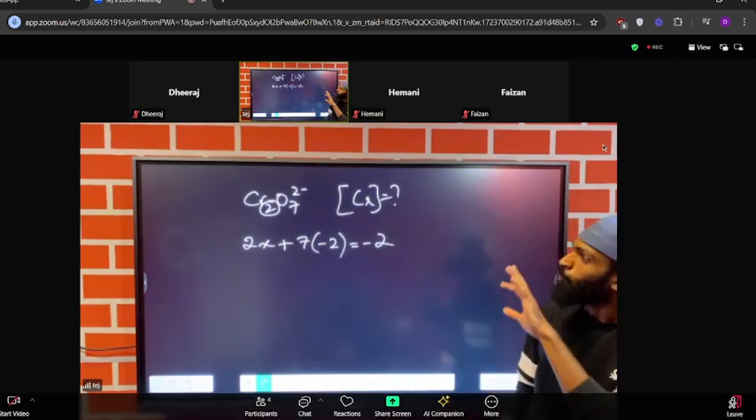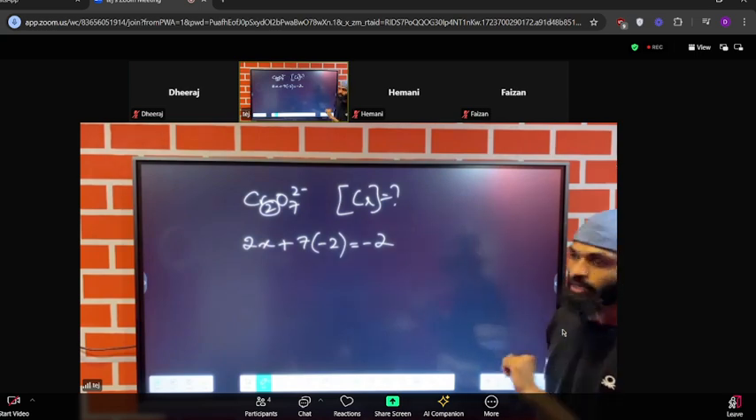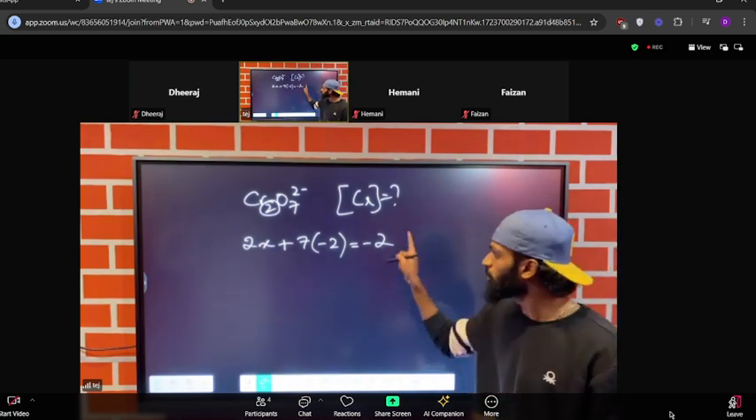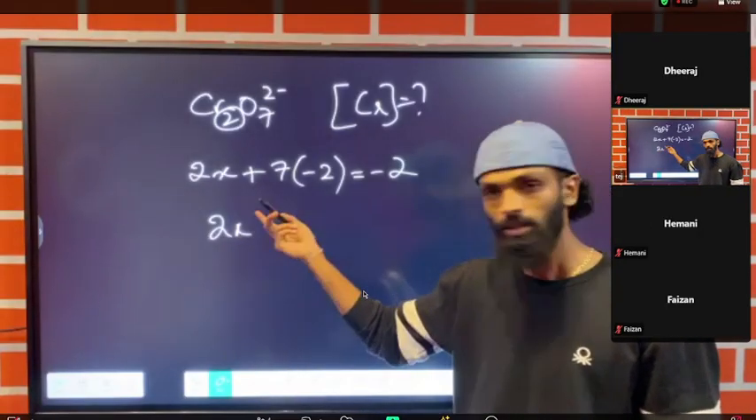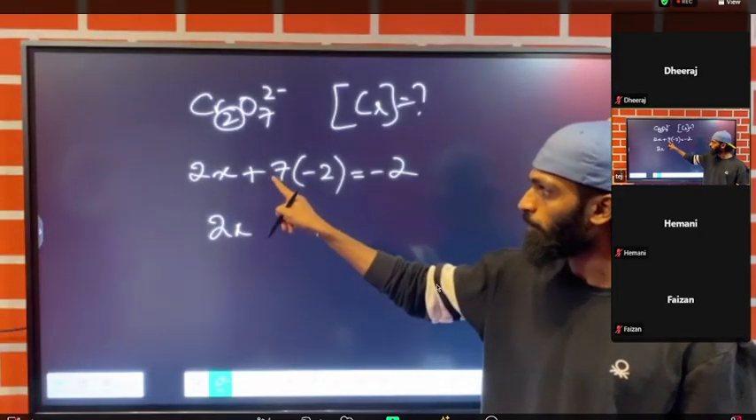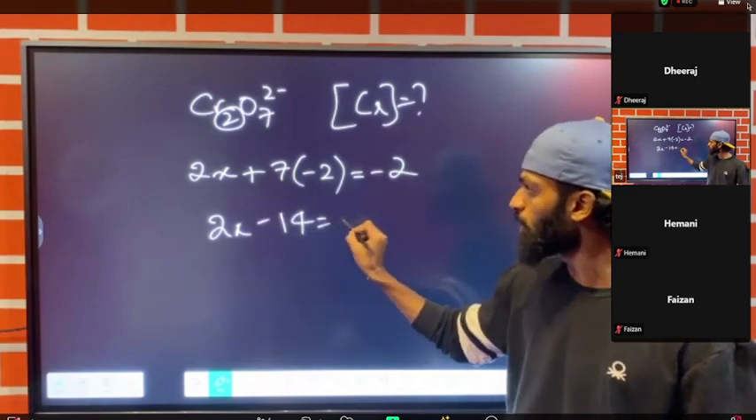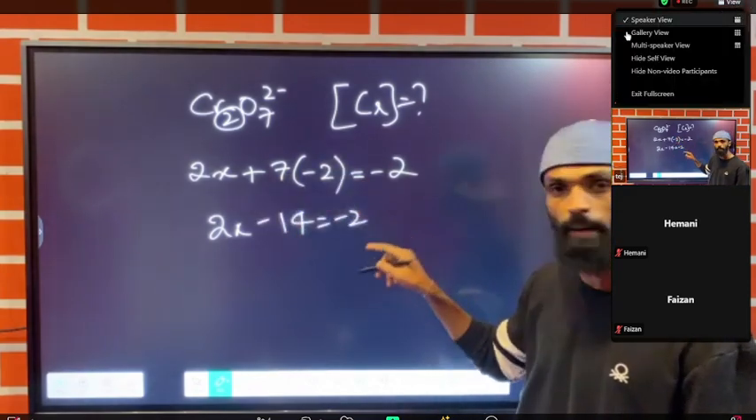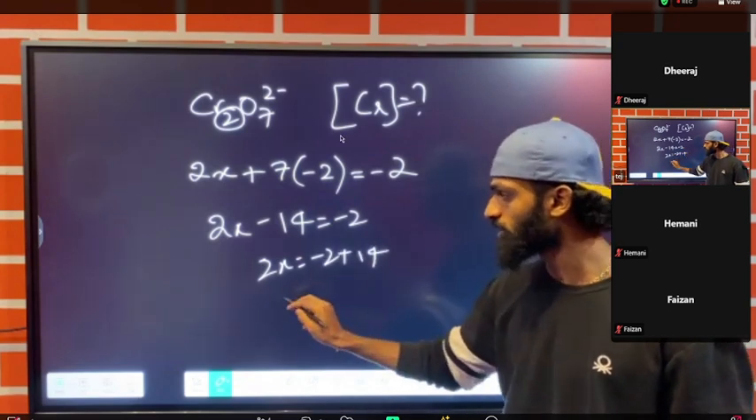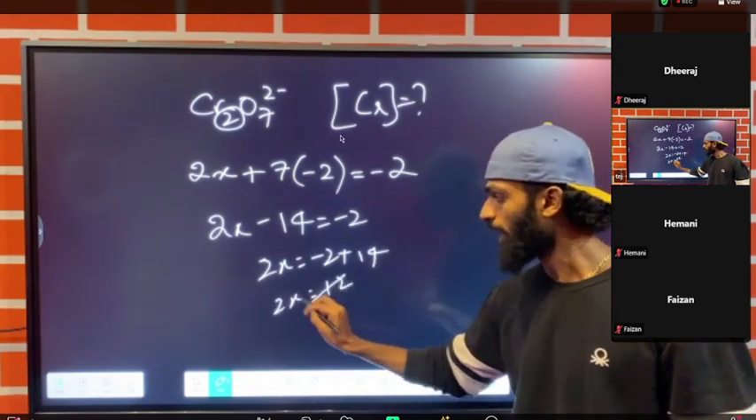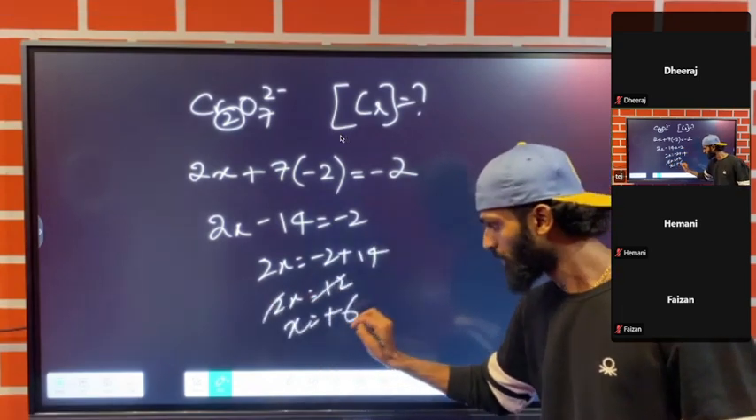Will there be a number always on top of it? No. If there is no number, you'll put a 0. But in this case, since I can see a number, you'll put minus 2. Fine. So it'll be like 2x. Solve for x right now. So minus 14 is equal to minus 2. The minus 14 comes and becomes plus 14. So 2x is equal to minus 2 plus 14. 2x is equal to 12. X is equal to 6. To be more precise, plus 6.